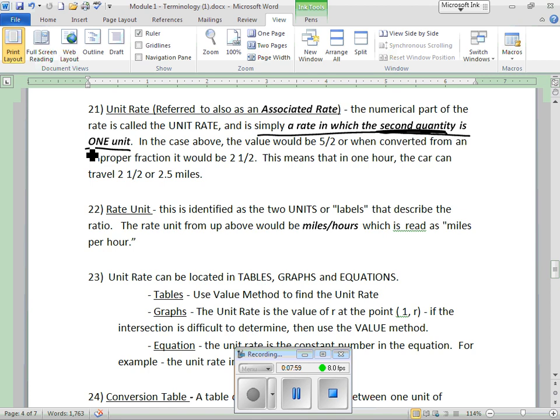So in the case above, the value would be 5 to 2, or when converted from an improper fraction, it would be 2 and 1/2. So that means in 1 hour, the car could travel 2.5 miles. So in 1 hour. What's another word in here that sounds familiar? So when we scale our ratio all the way down to 1 unit, what word in that definition looks familiar?